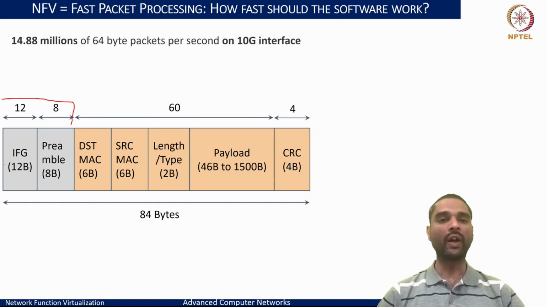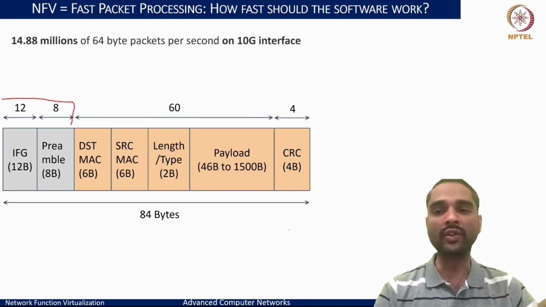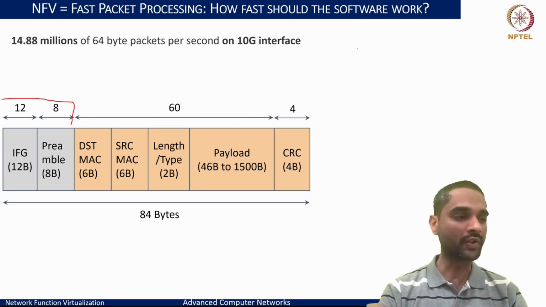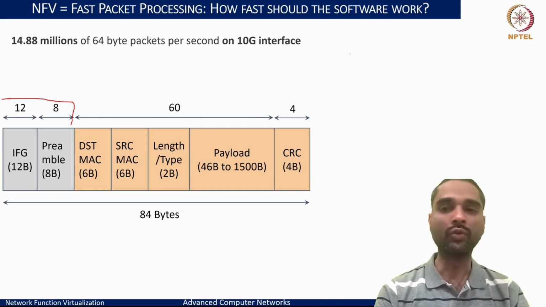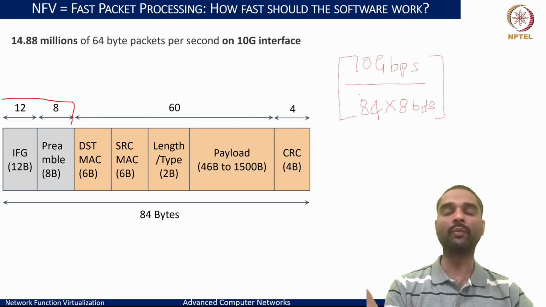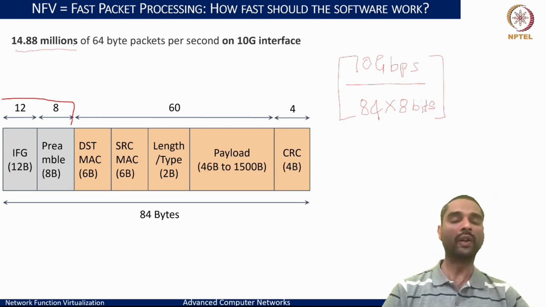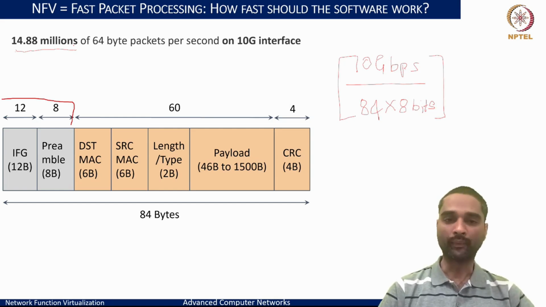Now consider if we have just a 10 gigabit interface. That is, what we have is basically a 10 Gbps link, and on this 10 Gbps link we are able to send this 84 byte packet, that is 84 into 8 bits. And if we solve this roughly, we will end up seeing that a 10 gigabit per second interface or a 10 gig NIC would allow us to transact roughly around 15 million, or 14.88 million, packets per second.